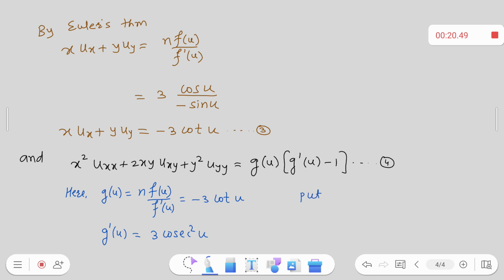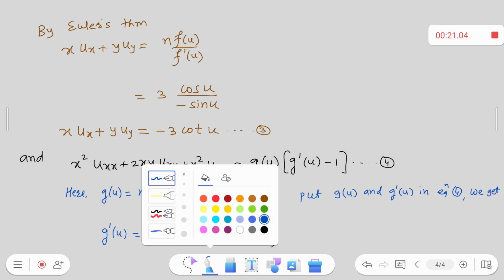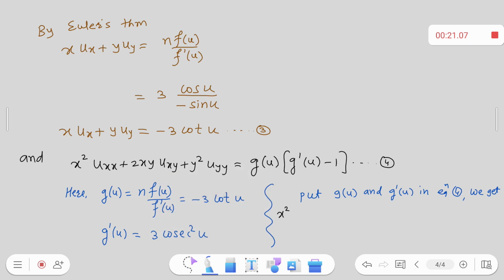Put Z and Z dash in equation 4. So we get x square uxx plus 2xy uxy plus y square uyy is equal to minus 3 cot u into 3 cosec square u minus 1. This is your second term.